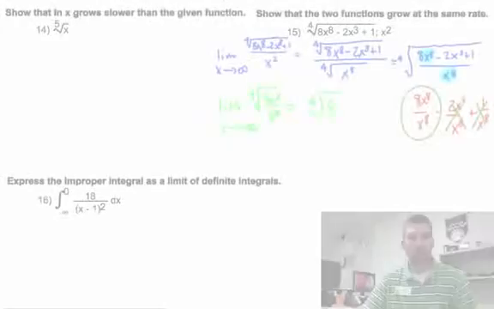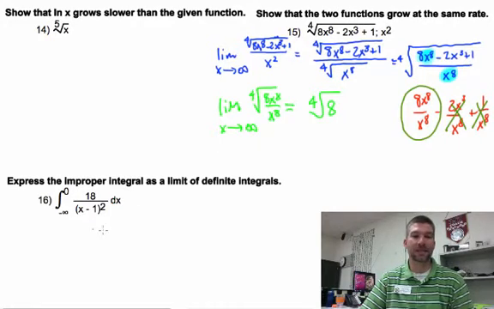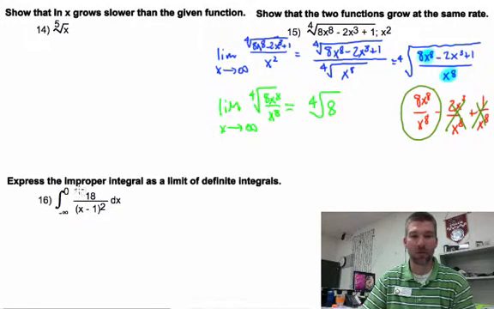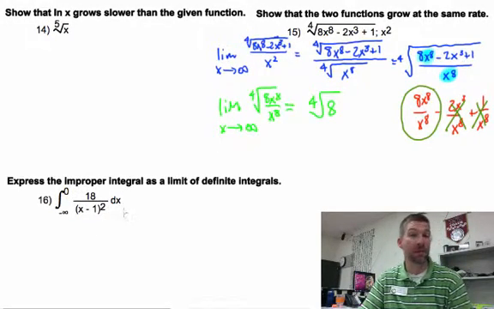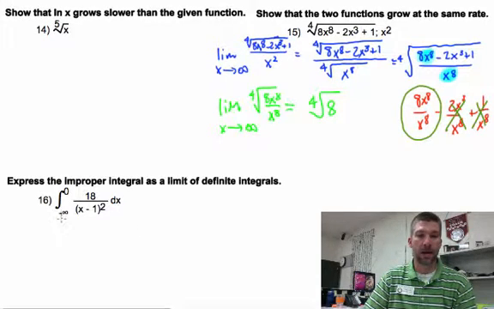Okay, what we're going to do with this problem is express this improper integral as a limit of definite integrals. So the only thing that we need to really worry about and investigate is this part right here. We're going to take it out and put a variable in, and then we're going to look at a limit.